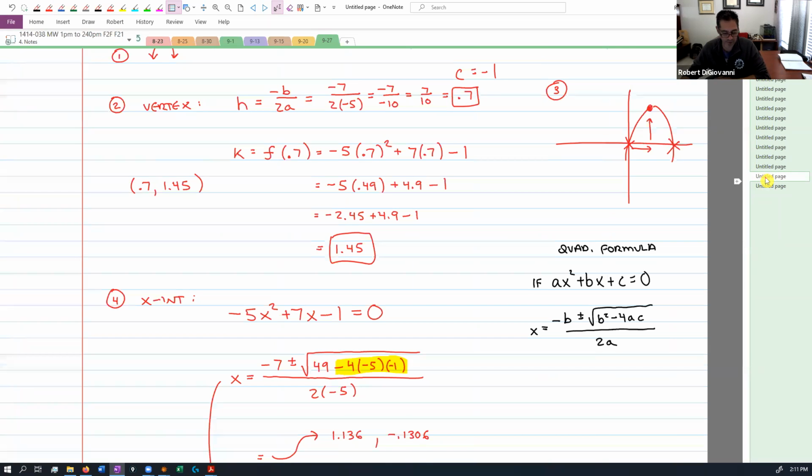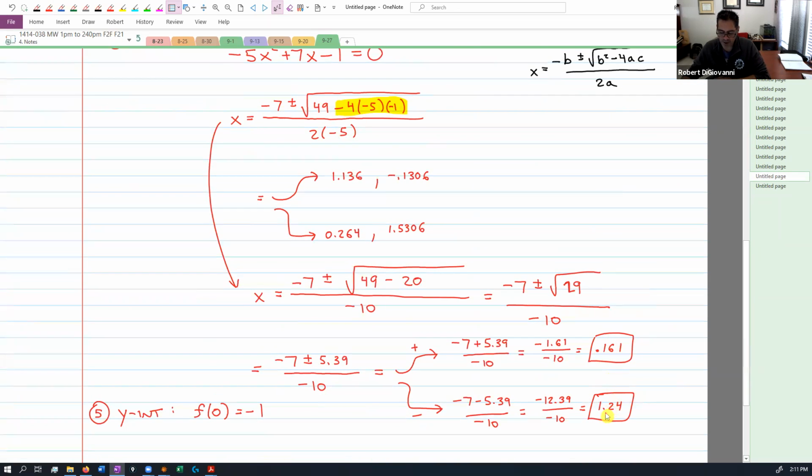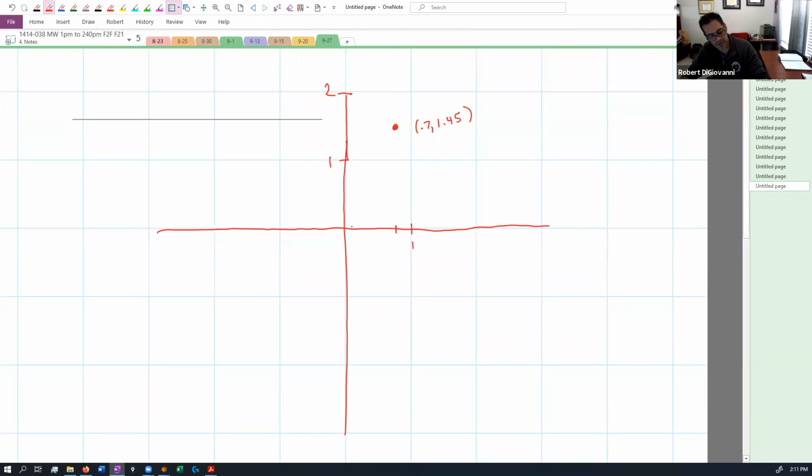I have X-intercepts of 0.16 and 1.24. So 0.16, again, I have to eyeball this. 0.16 is about right here. And 1.24, wait, was it 1.24? Yeah, 1.24 is about somewhere around here. I'll label these. 1.240. This one is 0.70. No, not 0.7, 0.160. And then a Y-intercept of -1, which is here. Axis of symmetry. And then we draw our problem.